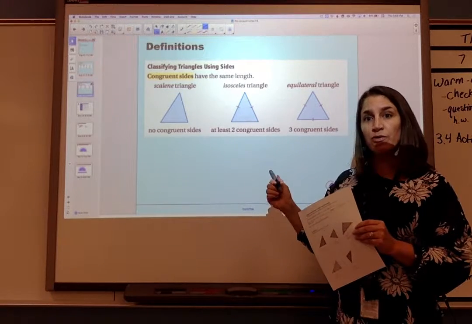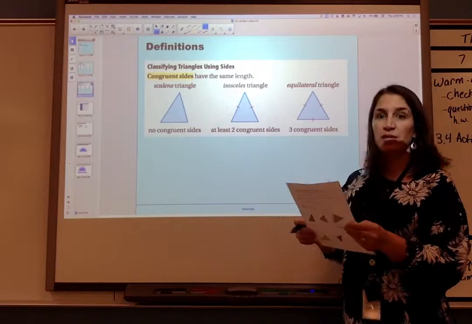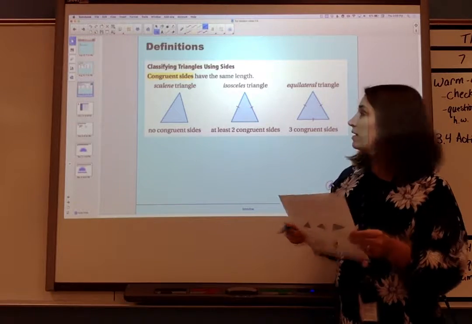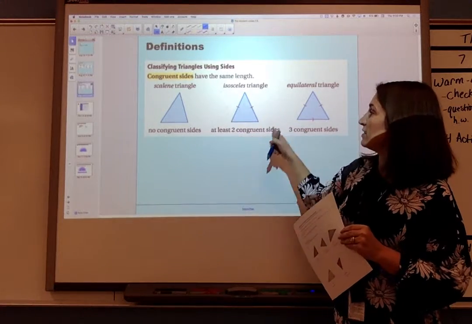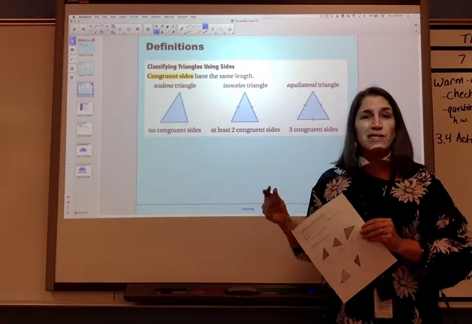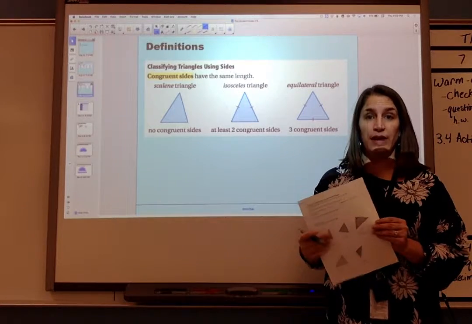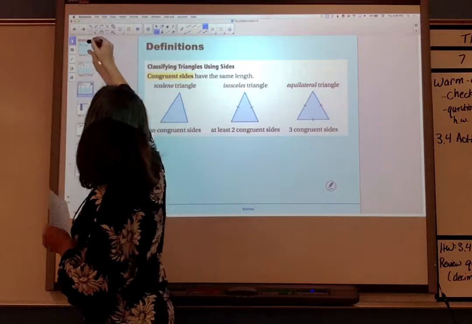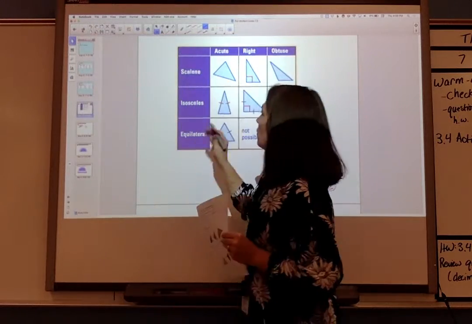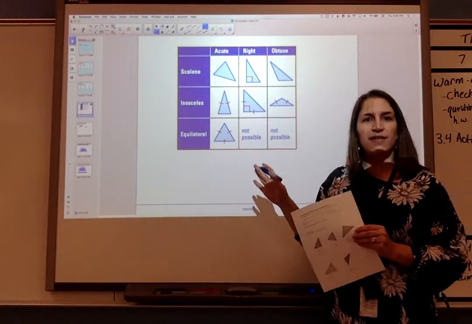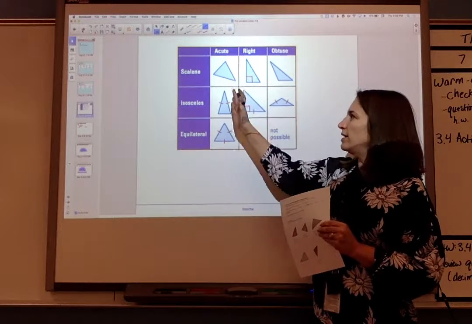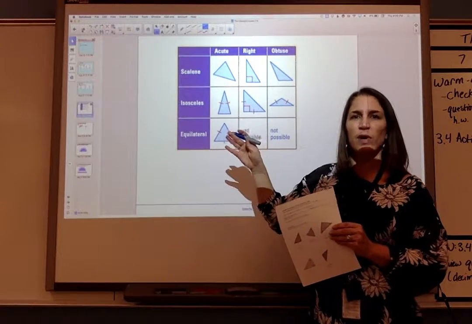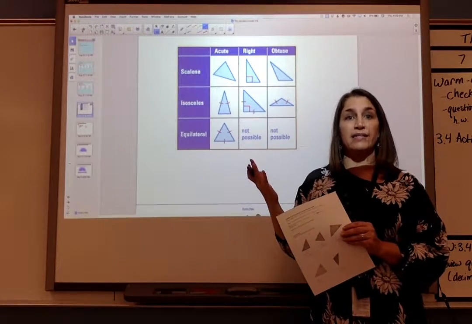So an equilateral triangle is also going to be an equiangular triangle. And an isosceles triangle not only will have two congruent sides, it will also have two congruent angles. So we have this little chart that we can look at. Every triangle can be classified in two different ways, both by its angles and by its sides.